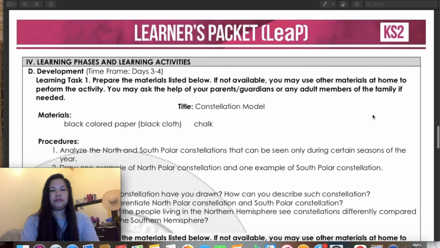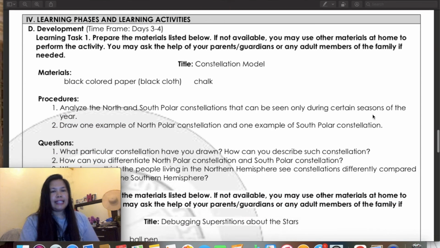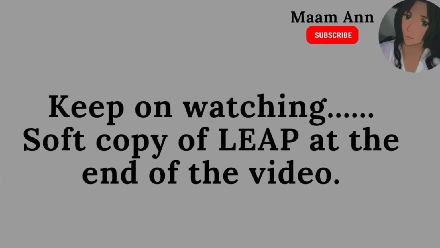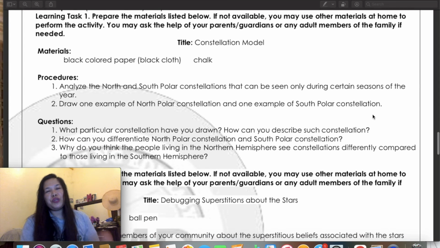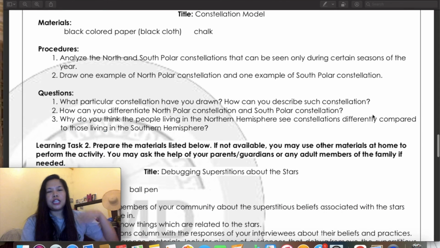Okay. In your learning task 1, prepare the materials listed below. If not available, you may use other materials at home to perform the activity. You may ask help of your parents, guardians, or any other members of the family if needed. So the activity title is about the constellation model. So our materials are the black colored paper or black cloth and chalk. Yun lang, simple. Sila na yung materials natin. So you follow the procedures and you answer the questions.